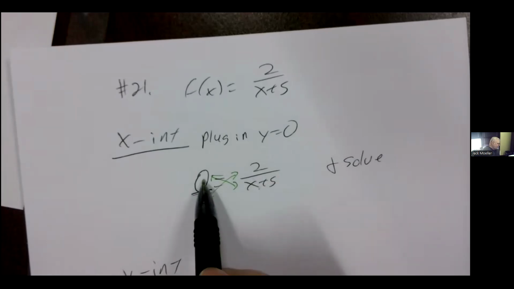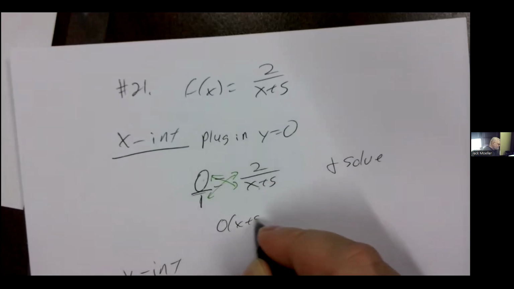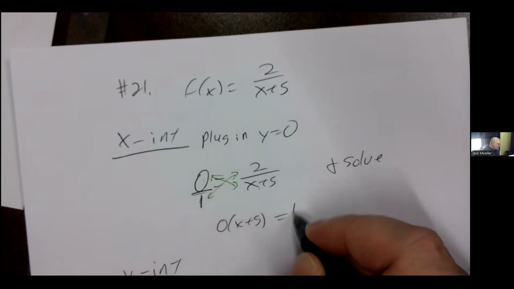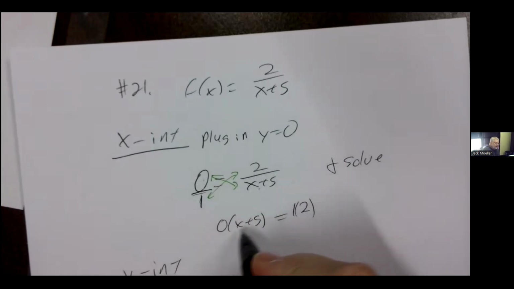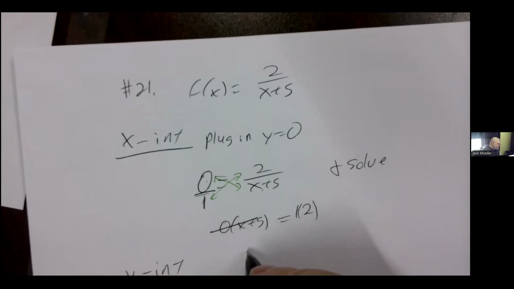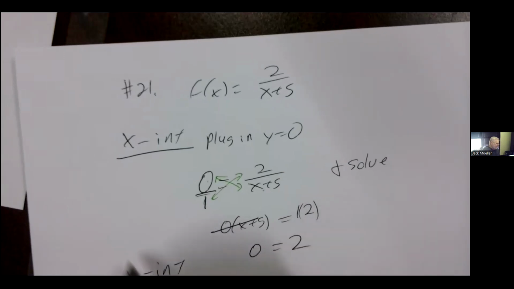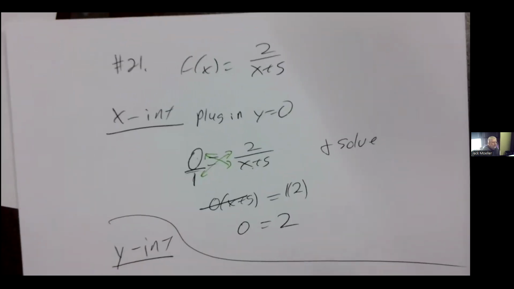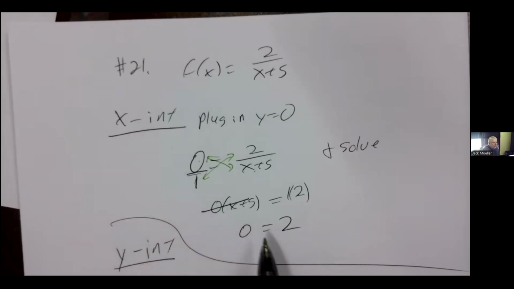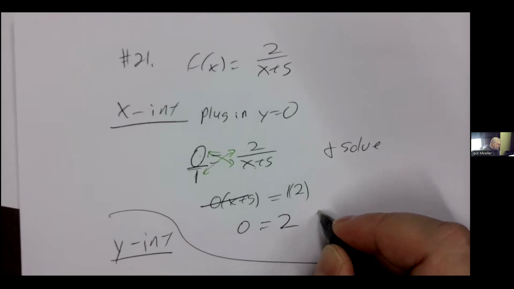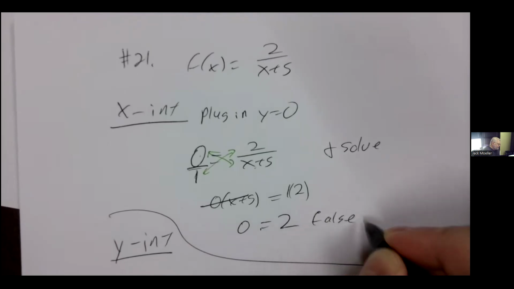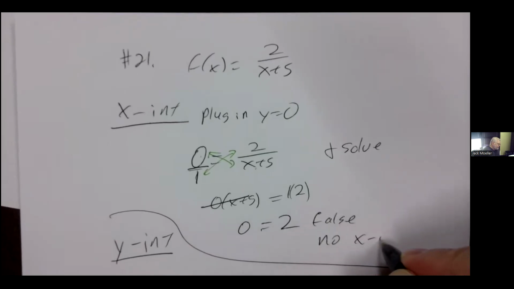So we're doing x plus 5 times 0 equals 1 times 2. Well, 0 times anything is 0. We're getting 0 equals 2. So what does that tell us about the x-intercept? Well, there is no x in here. So this is false. So that means there is no x-intercept.